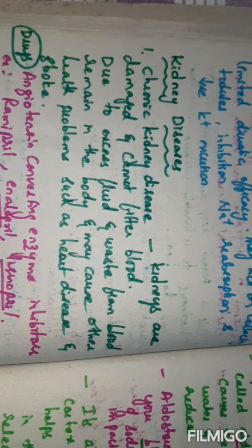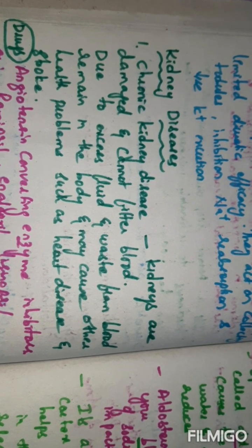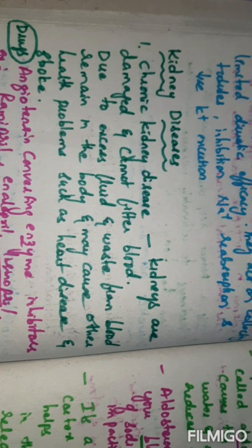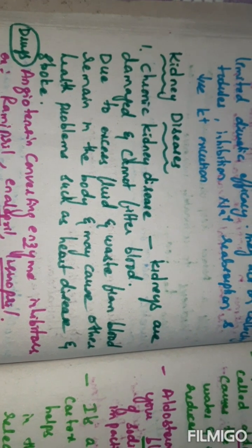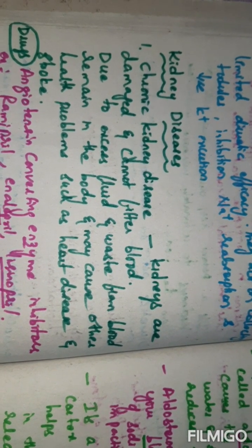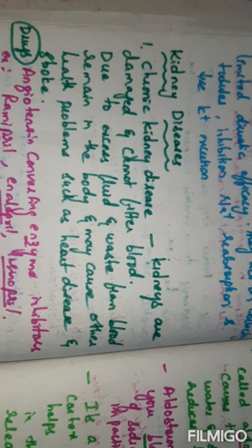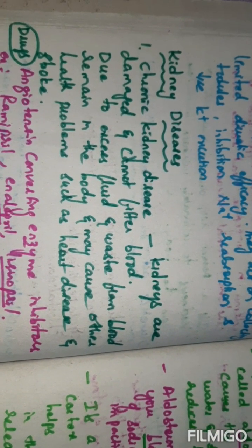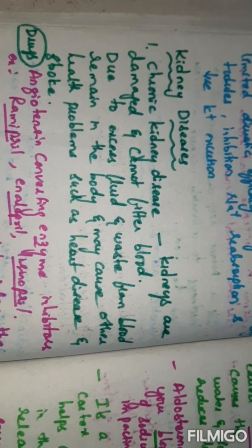Some of the kidney diseases we face include chronic kidney disease, where kidneys are damaged and cannot filter the blood properly, so excess fluid and waste from the blood remain in the body and may cause other health problems such as heart disease and stroke.